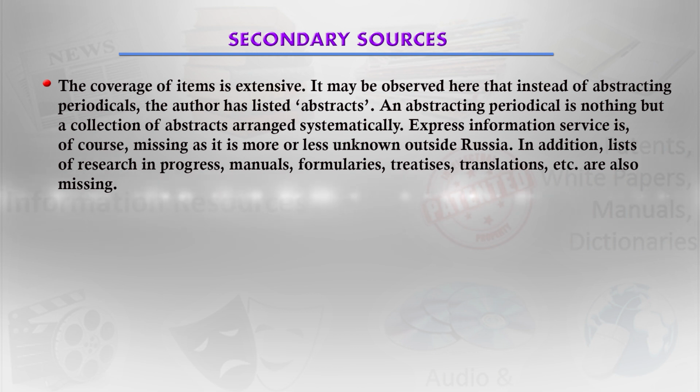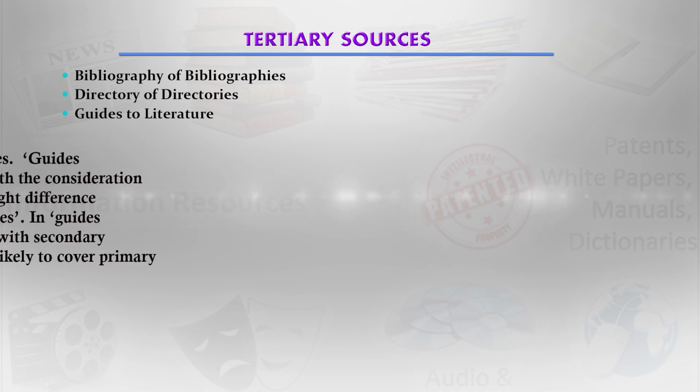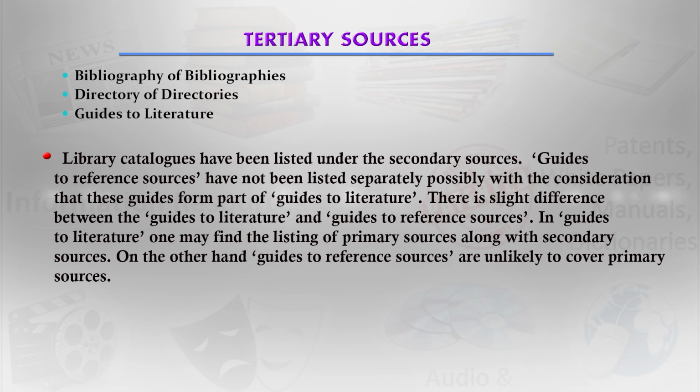In addition, list of research in progress, manuals, formularies, treatises, translations are also missing from this list of Subramaniam. Then comes the tertiary sources of information as categorized by Subramaniam. Here he included bibliography of bibliographies, directory of directories, guides to literature. Library catalogues have been listed under the secondary sources.